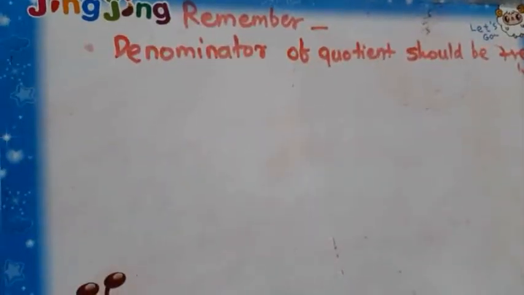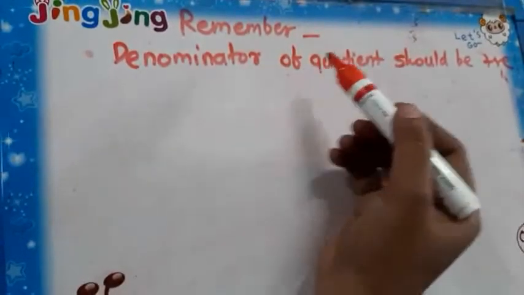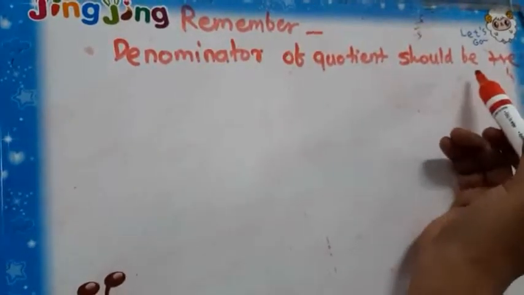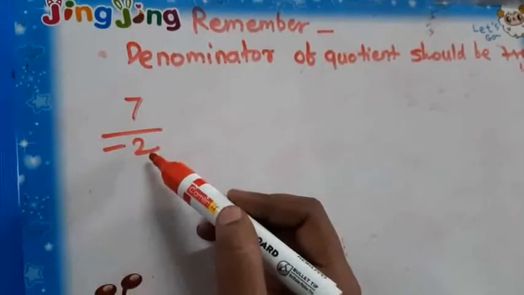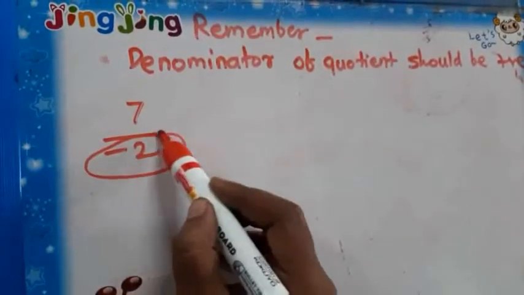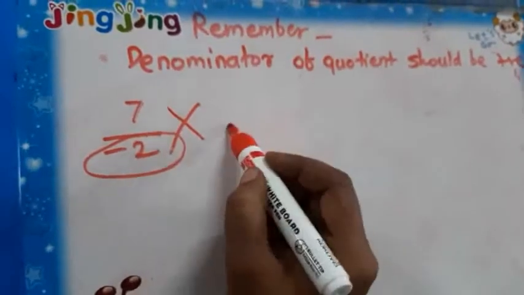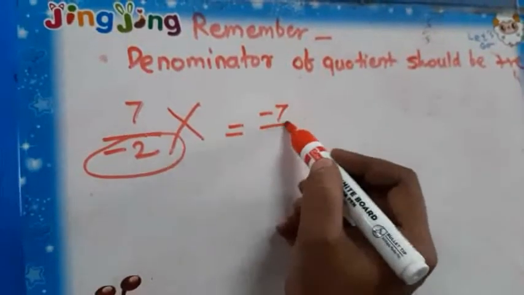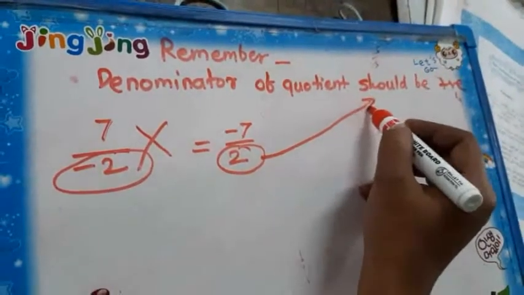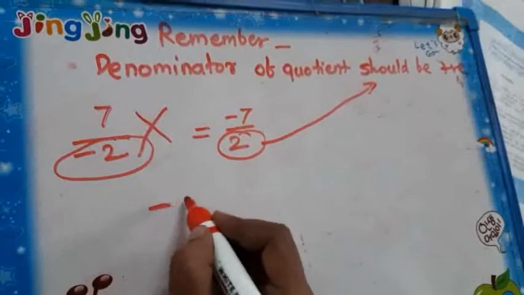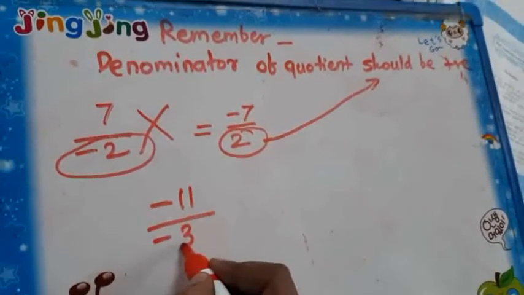Just remember one important thing. The denominator of the quotient should be positive. For example, 7 divided by minus 2. Here the denominator is negative, so this type of form we can't follow. It should be minus 7 divided by 2. The denominator should be positive.